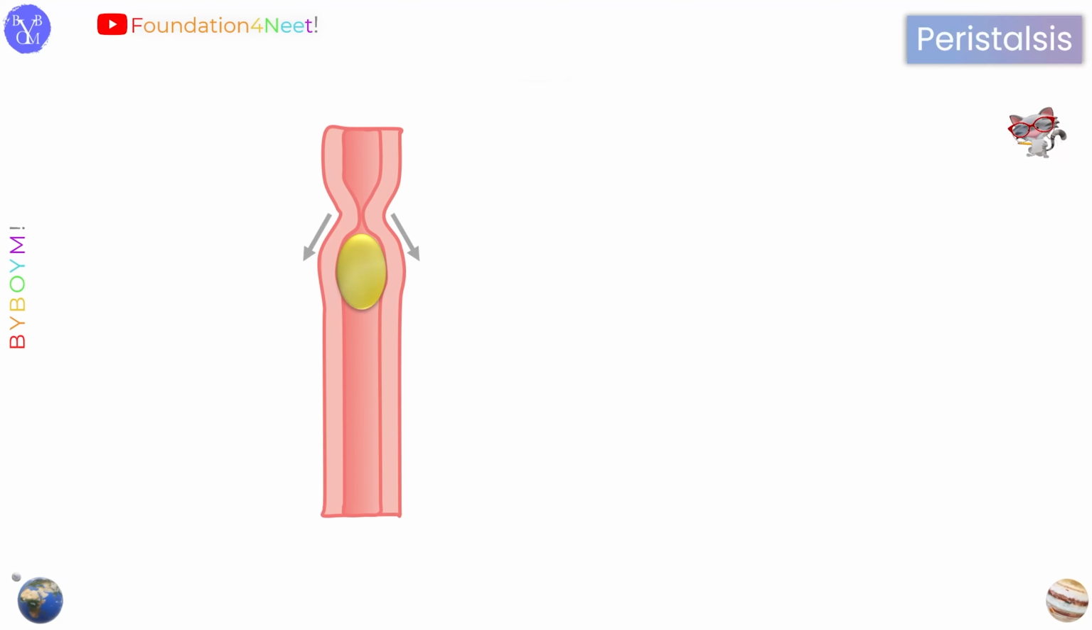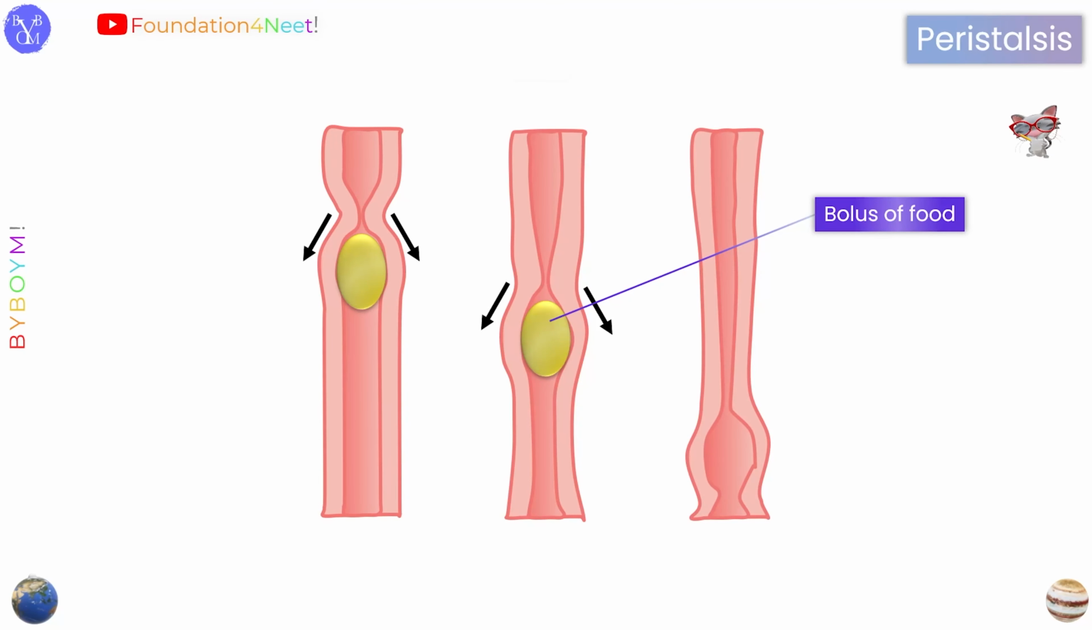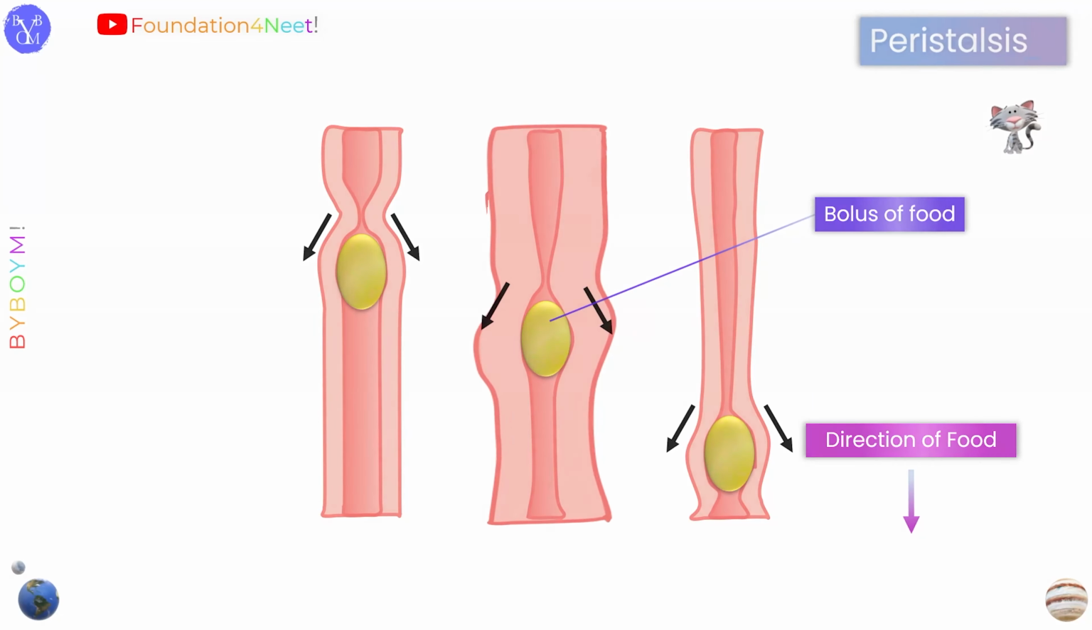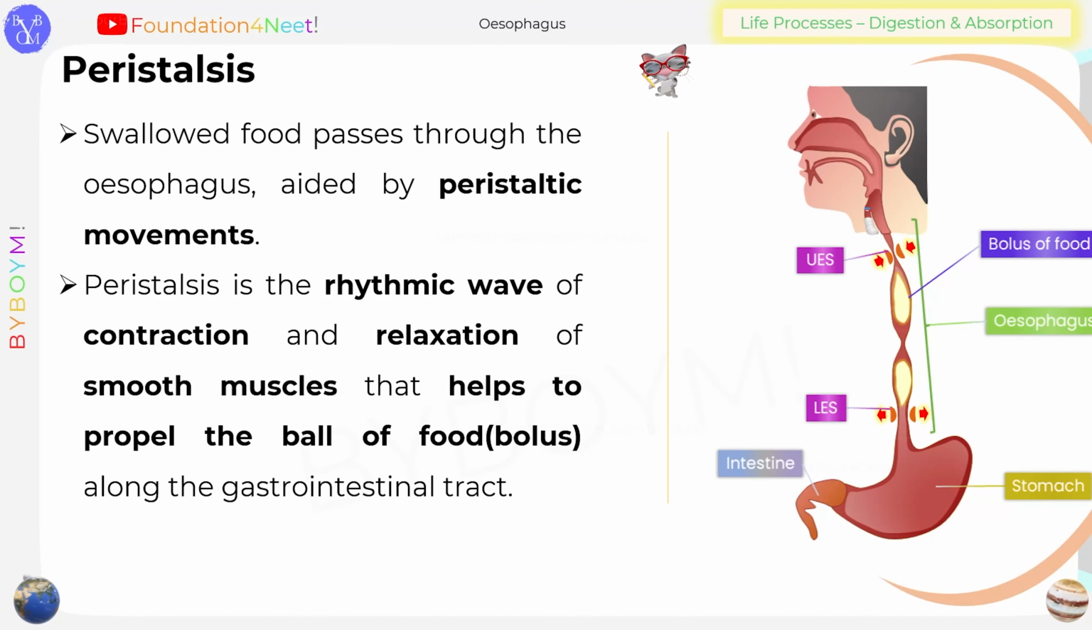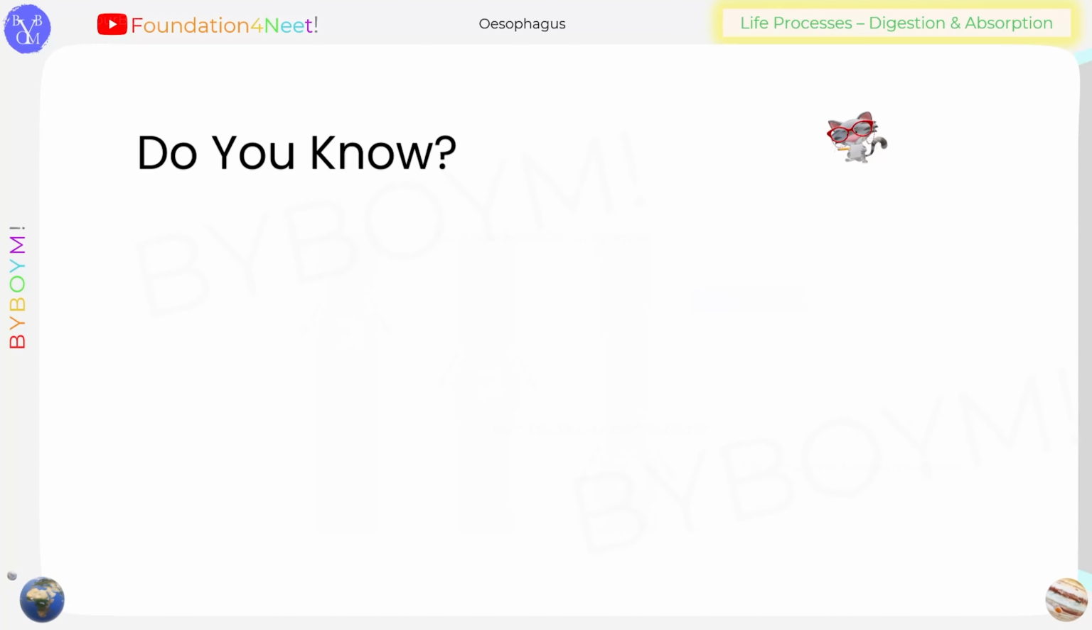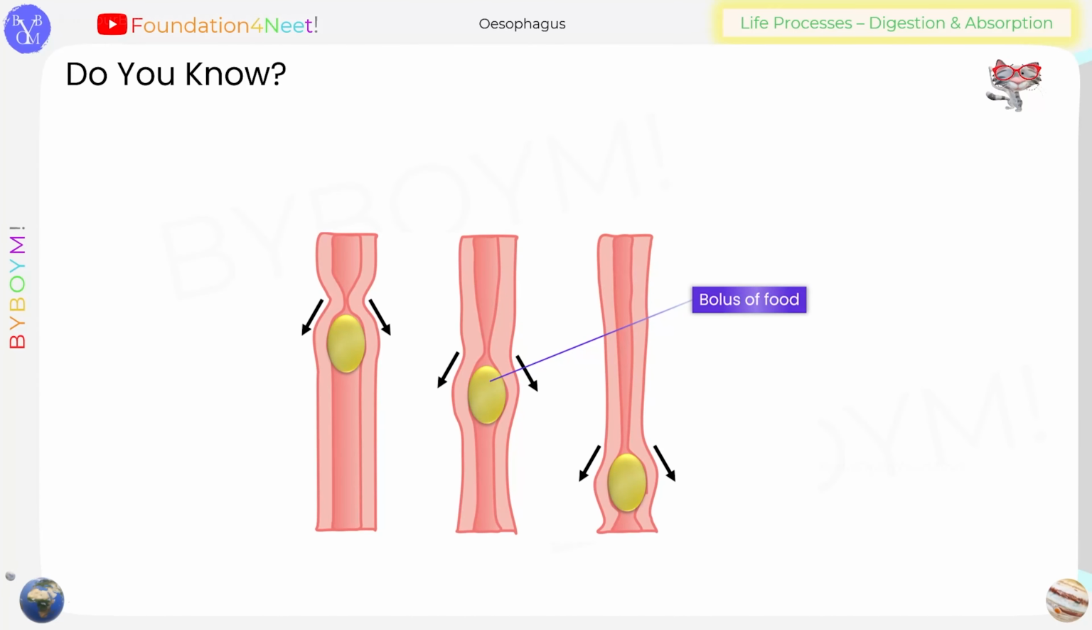In other words, peristalsis is the rhythmic wave of contraction and relaxation of smooth muscles that help to propel the ball of food bolus along the gastrointestinal tract. So now screenshot time. Moving ahead to do you know. The first point is food and liquid that you intake just don't move down by gravity alone. That means the smooth muscles present in the esophagus, the inner circular and the outer longitudinal muscularis aids in this movement.